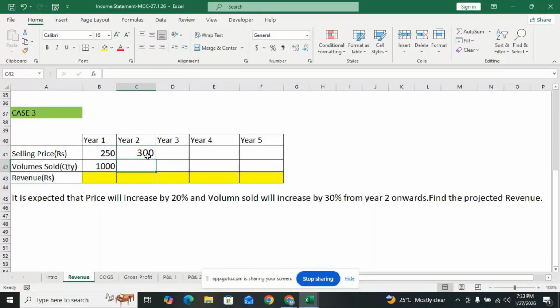Then any other answer? I want to know what ideas go into your mind to calculate that increase in the price and the quantity sold. Ma'am, we have to select B41 into open the bracket 1 plus 20%. Okay.